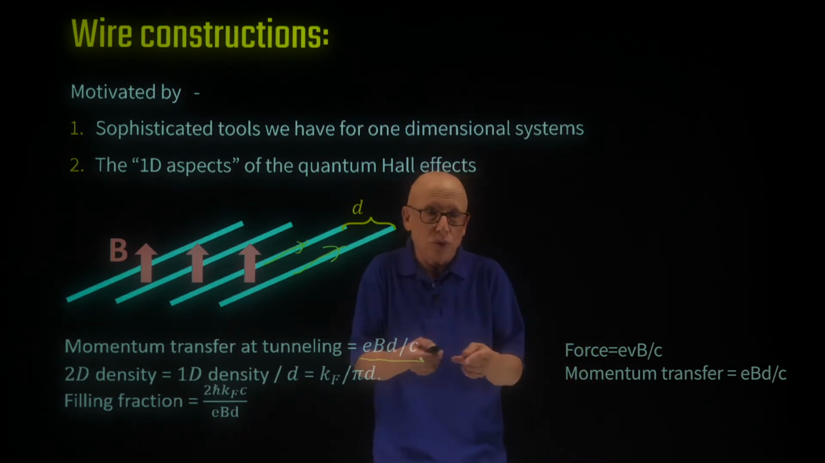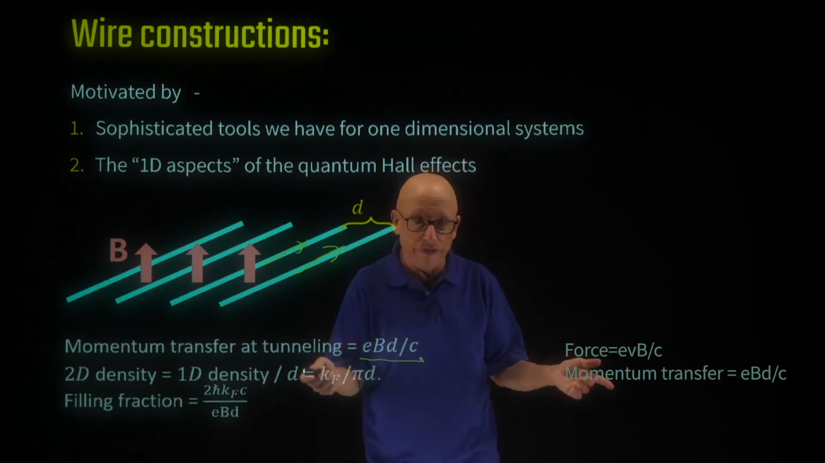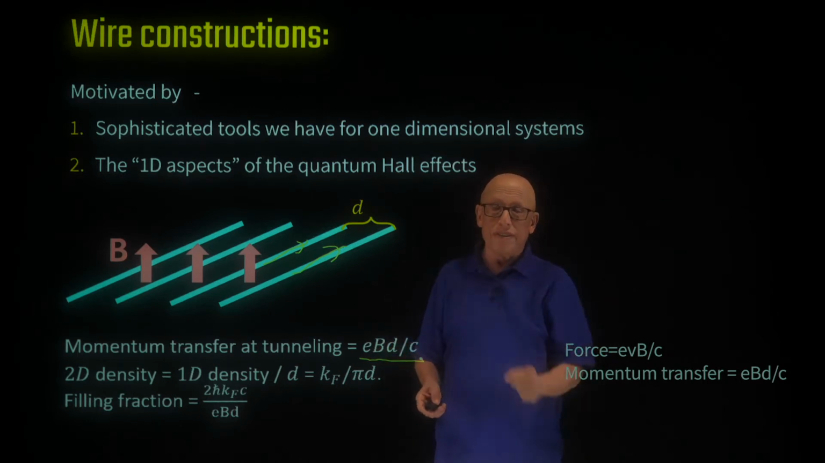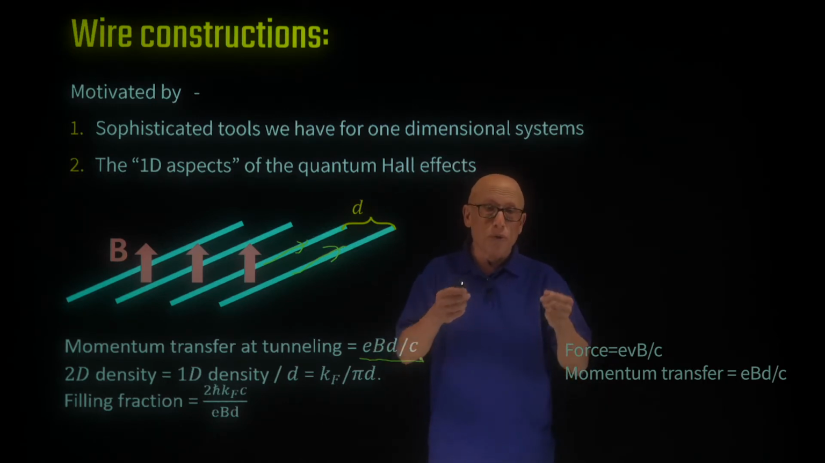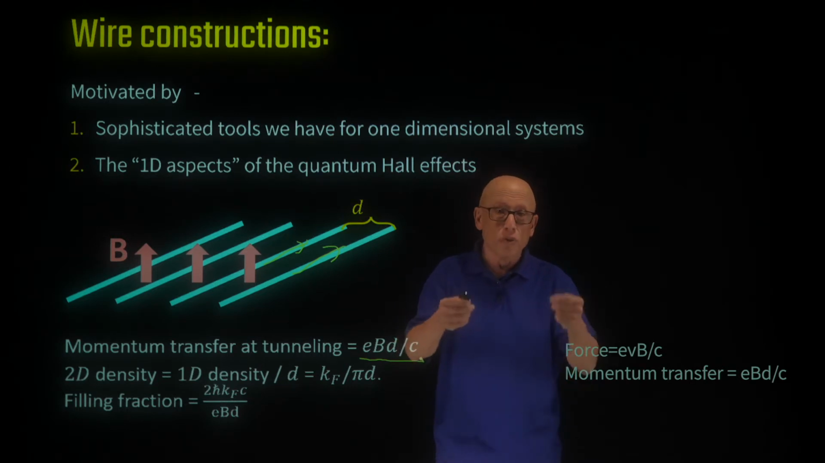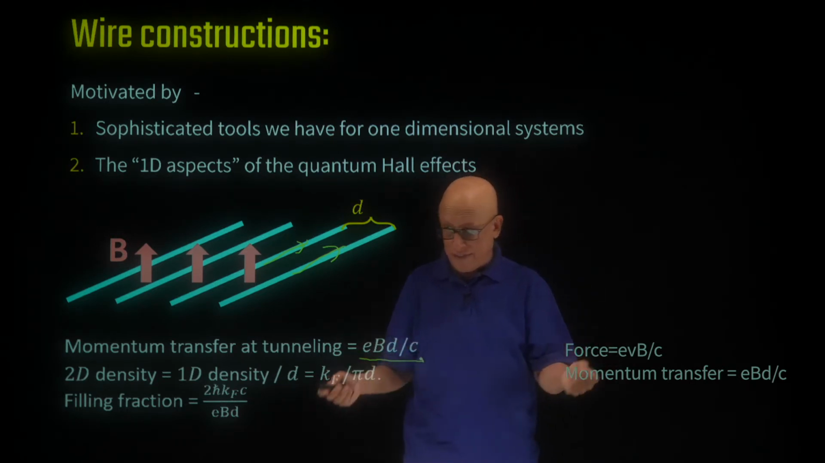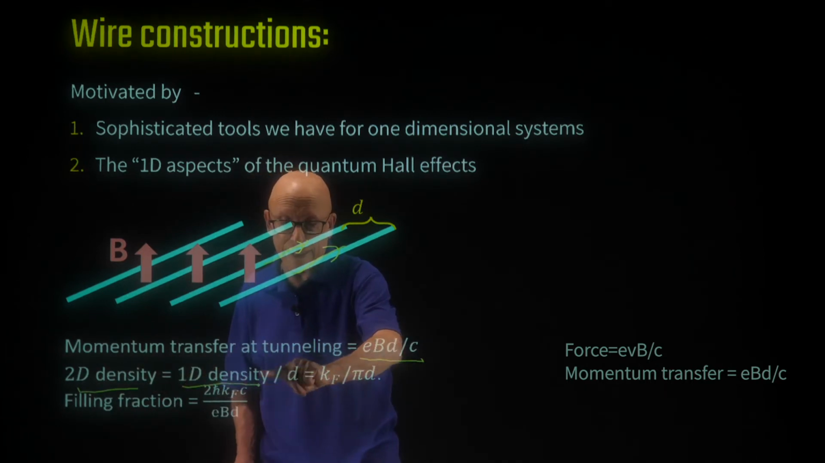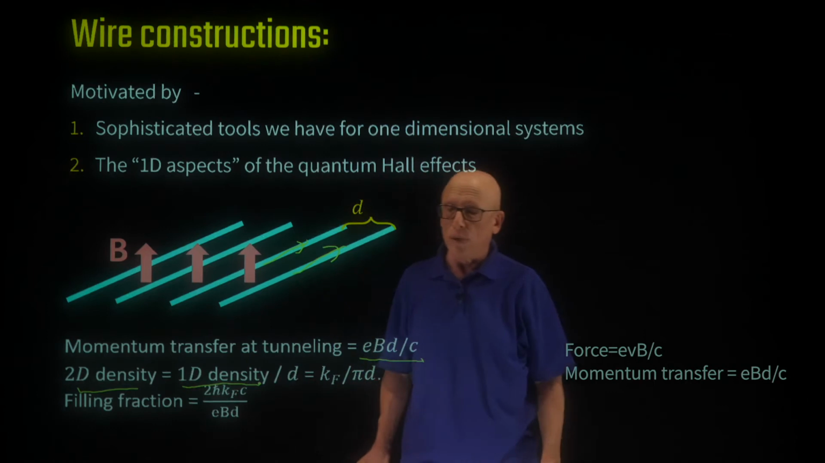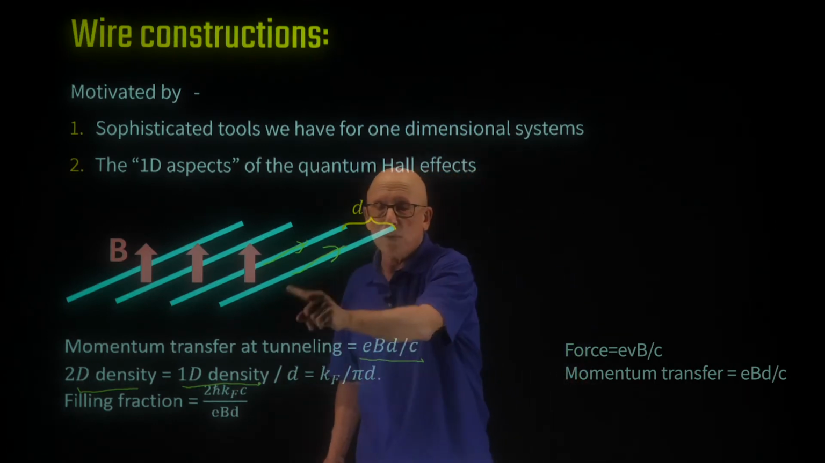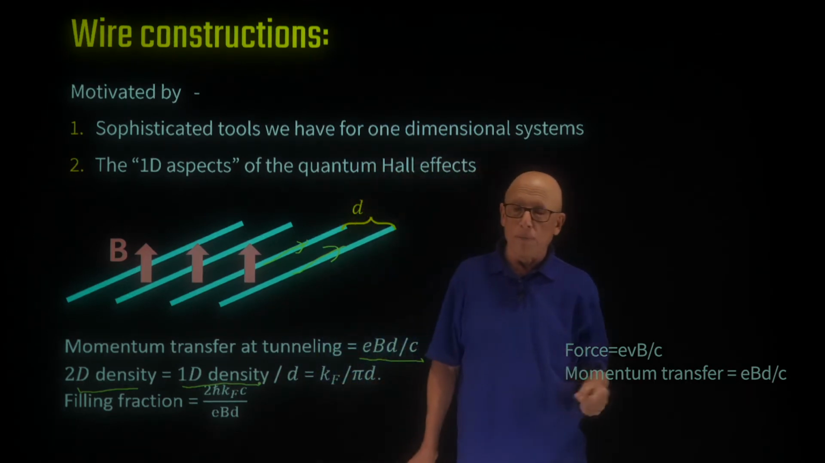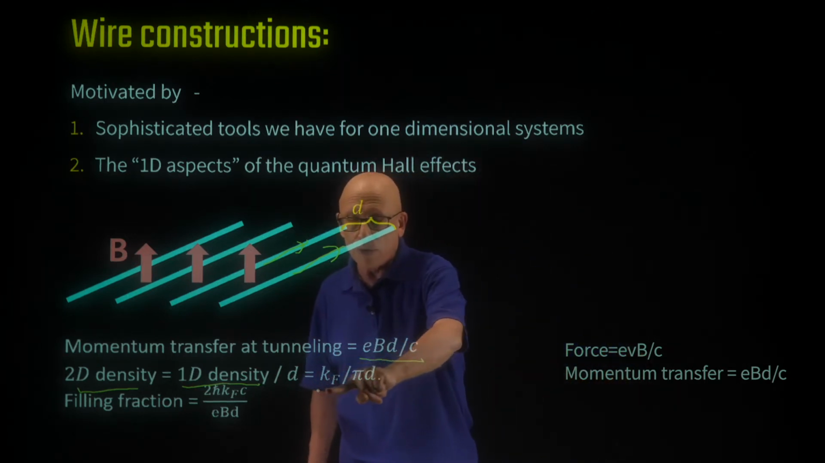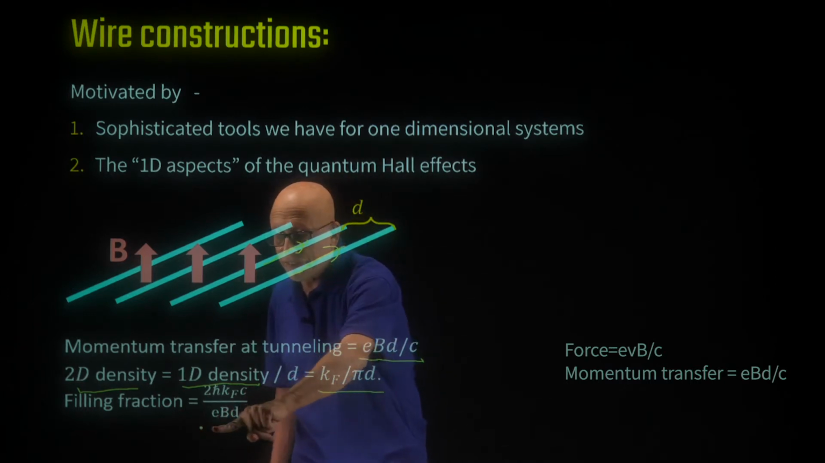Now, in order to analyze the quantum Hall effect, we need also to understand what's the filling fraction for this system. And for that, we need to have an expression for the two-dimensional density. So the two-dimensional density is just the one-dimensional density divided by the distance between the wires. And the density within each wire is just the Fermi momentum of that wire divided by pi. So altogether, this is the two-dimensional density, and this is the filling factor.